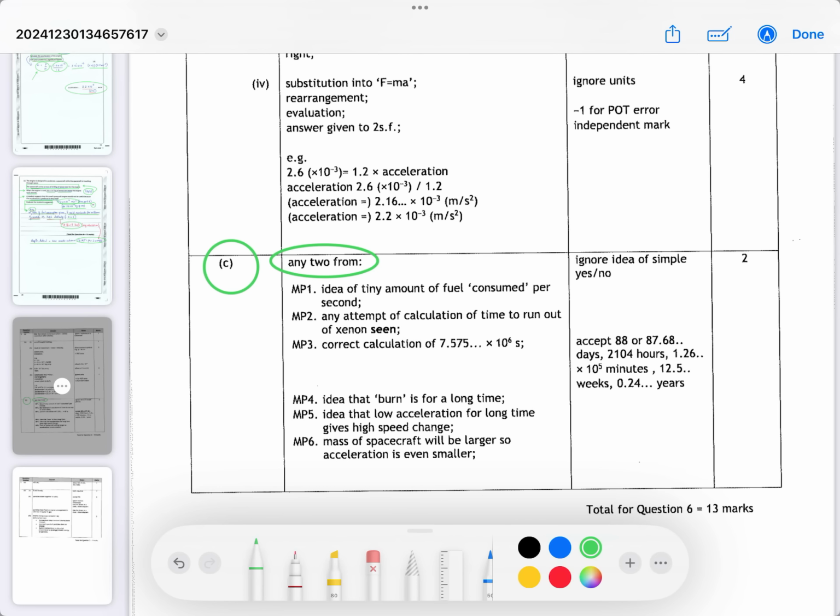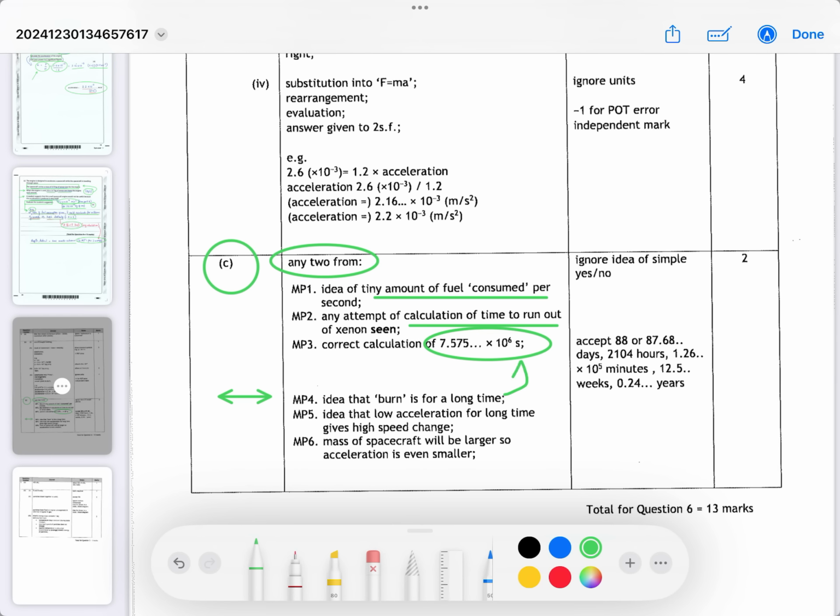So the idea that we have a tiny amount of fuel consumed per second. And then any attempt at a calculation, so a calculation of time to run out. I said it will take millions of seconds, so I would have got the first 2 points already. Now, if you actually do the calculations, you can see that that's 7 million seconds. That's what they've worked out. So this shows what I said, the idea that it can burn for millions of seconds.